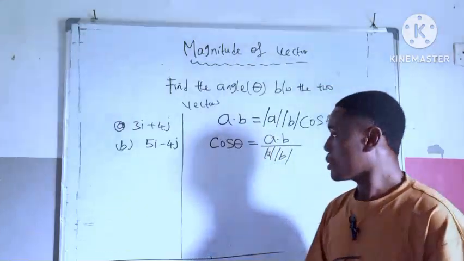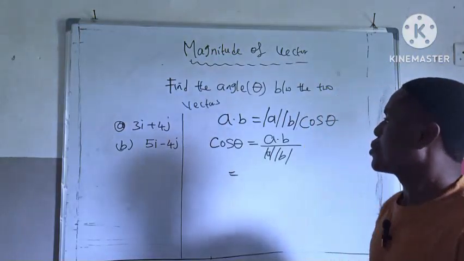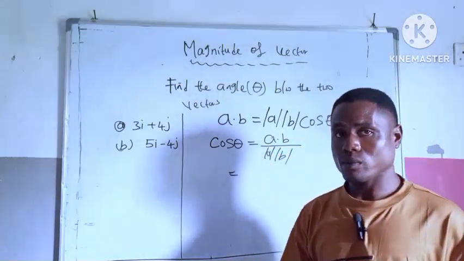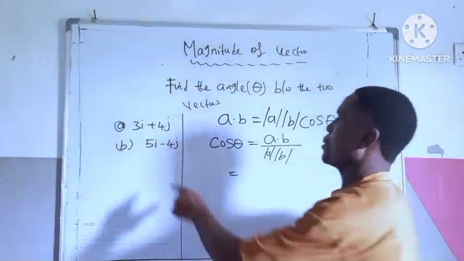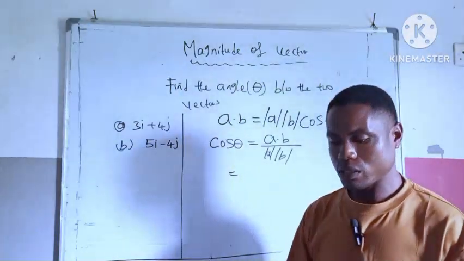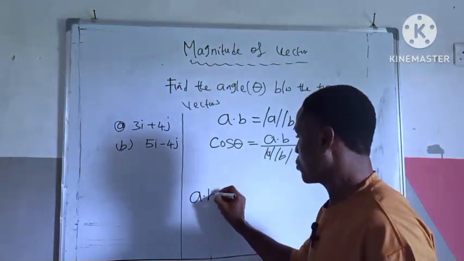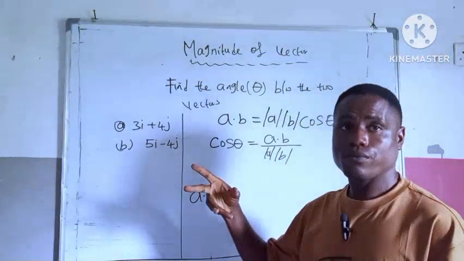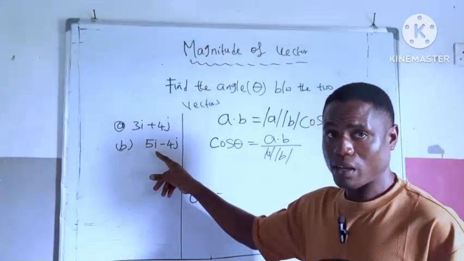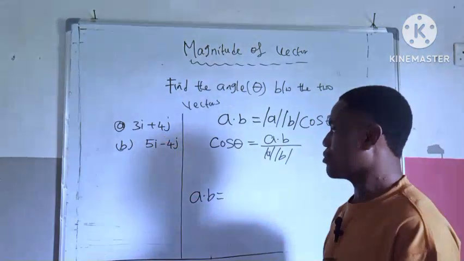Are you getting it now? So let's start solving. You know how to find the dot product already, right? We can solve them separately. So let's first find the dot product a dot b. That is collecting like terms, then multiplying them together. We have 3i and 5i, so you multiply them together. 3 times 5 is 15.